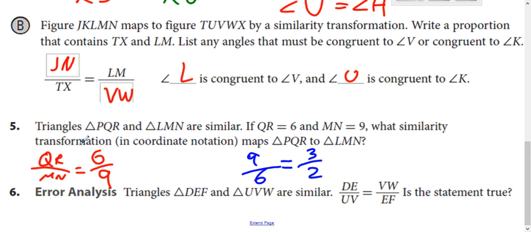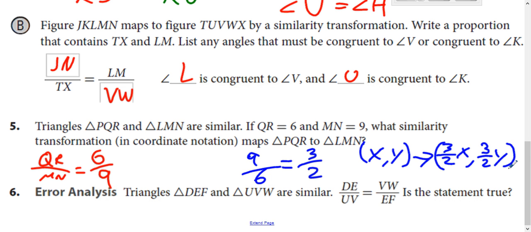So when you write the transformation, it is a dilation with this scale factor. In coordinate notation, we take x, y, and 3/2 is our scale factor. And that's the coordinate notation. You just need to remember that the ending figure is the one that goes up top. LMN is where we're ending, so that goes up top. And 9 goes on top.